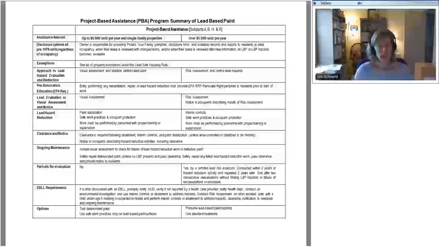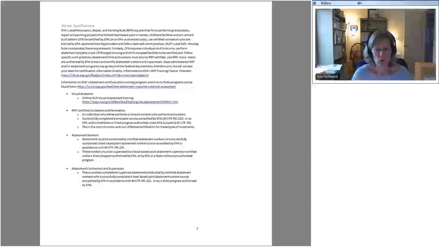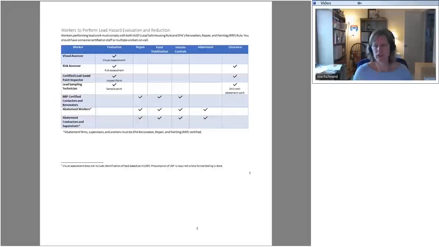And then where do we find these trainings? We do have a worker handout. Let me see if I can find that. Yep. So on the second page of the worker handout, it does provide some information here about our RRP workers, as well as our visual assessors. It has the link here on how to get to that visual assessment training. And then we also have on the first page, it talks about what these different groups can do.